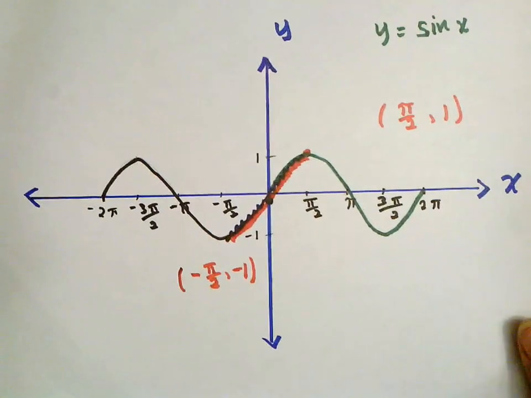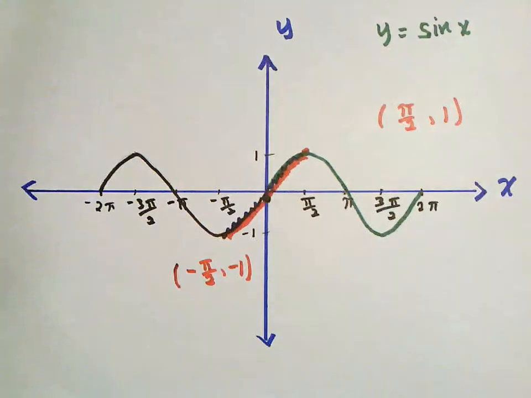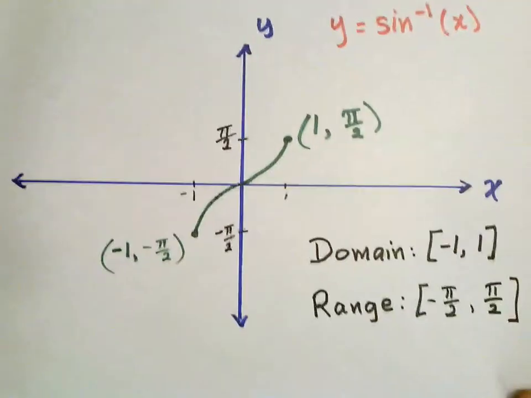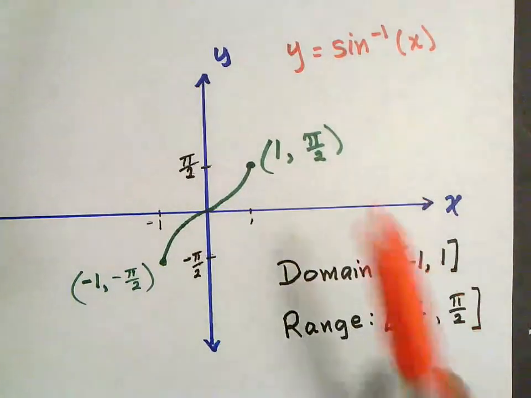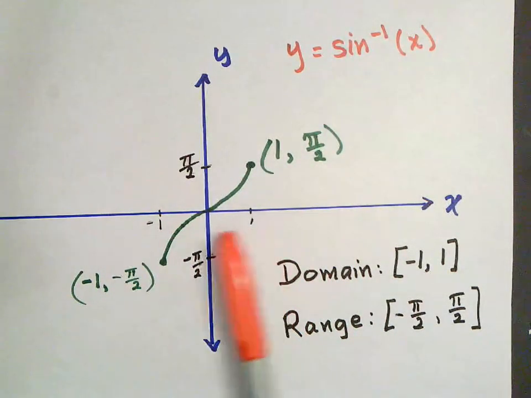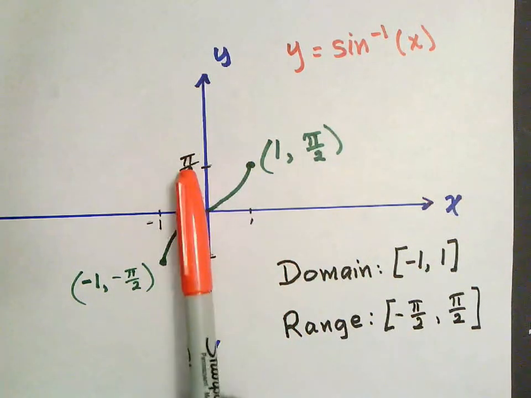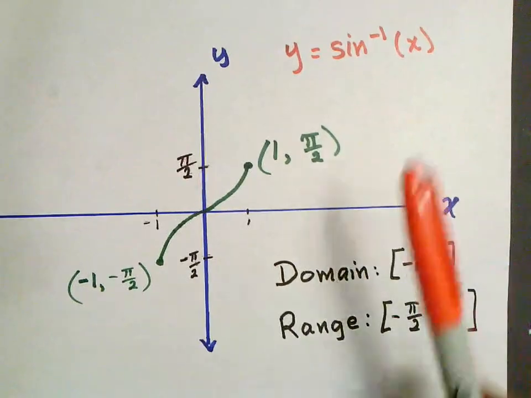Well, how are we going to talk about inverse trig functions? What we're going to do, we're going to chop that sine curve off from negative pi over 2 to positive pi over 2. And when we do that, we have something like this. See our inverse sine function now. So the domain is from -1 to 1, and the range is from negative pi over 2 to pi over 2 for the inverse sine function.